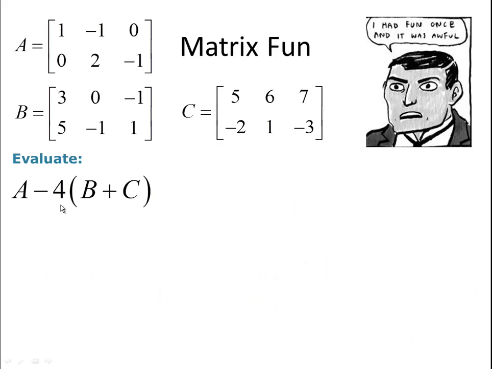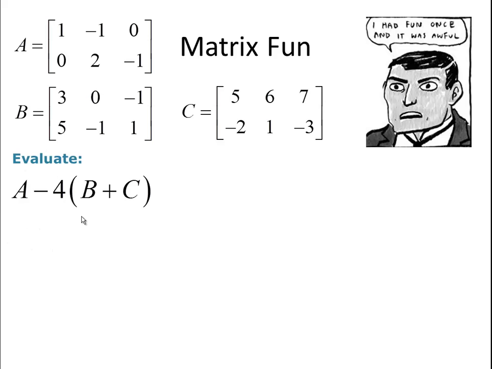Now we've got A minus 4 times the quantity of B plus C. Once again, we've got to do this in stages. I'm seeing really 3 stages here. Order of operations says do the stuff inside the parentheses first. So we have to do the B plus C together. Then we'll multiply by 4, and then we'll take the differences of the 2 matrices.